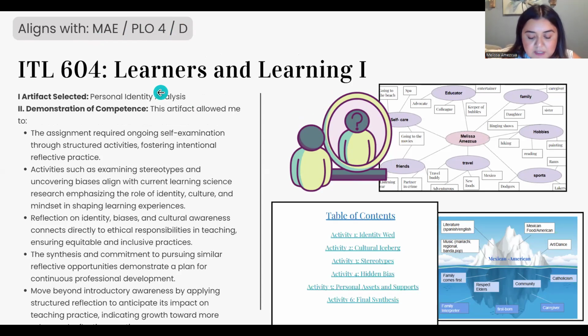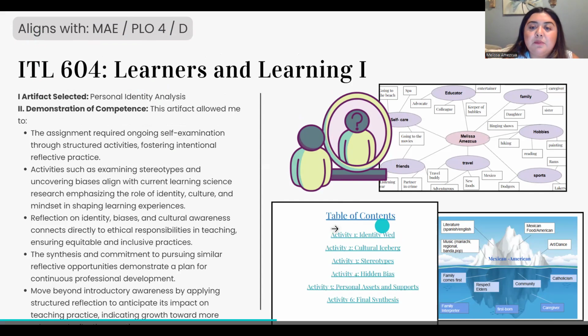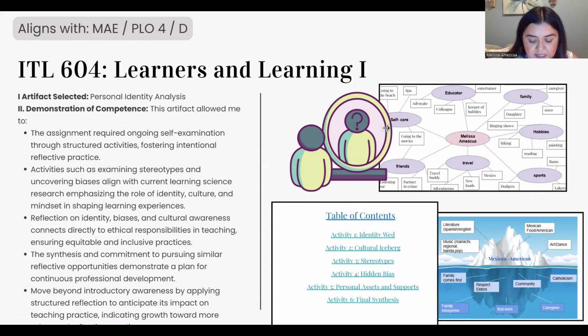So a little bit about this assignment. This assignment required me to examine multifaceted elements that shape who I am as an individual, or my identity, and how these might influence the way I interact with the world. So the assignment was broken down into 6 activities, which was an identity web, a cultural iceberg, stereotypes, hidden biases, personal assets and supports, and then a final synthesis, which was a video that culminated the entire experience.